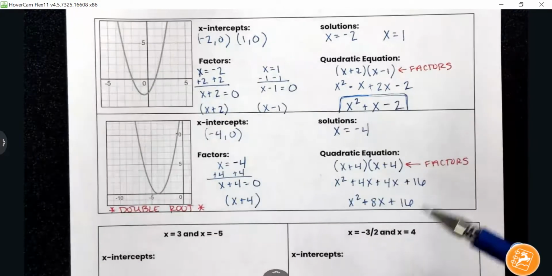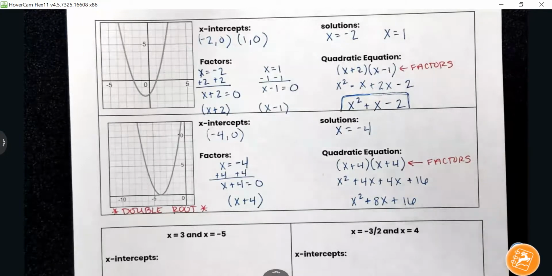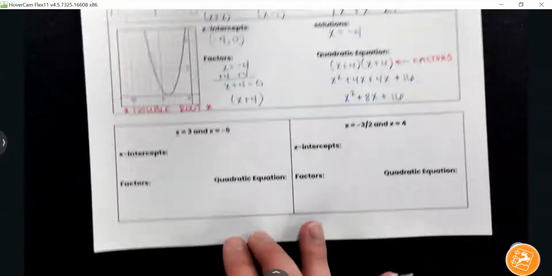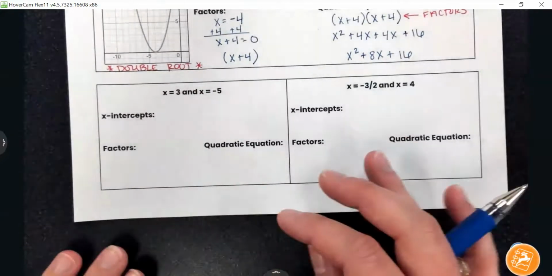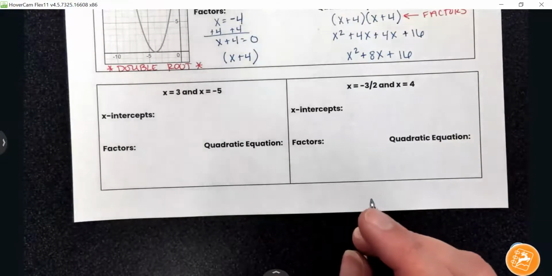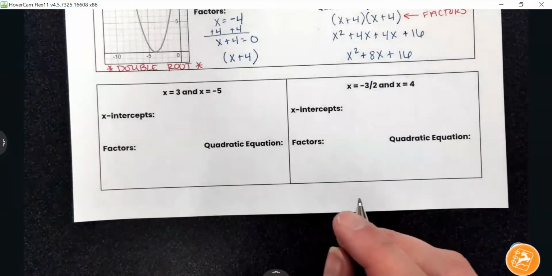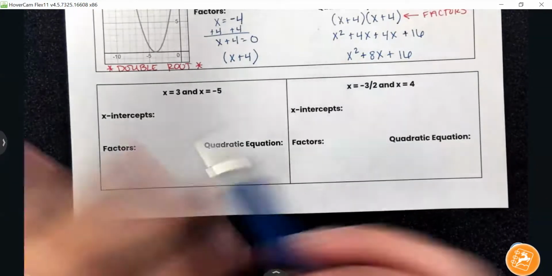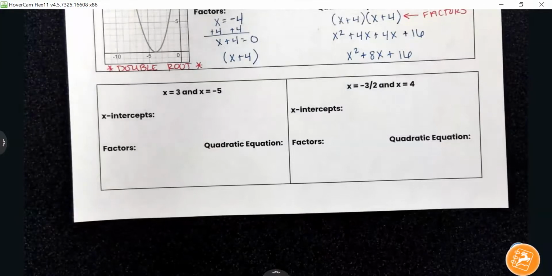Questions so far? Very repetitive steps, yes? Okay, let's go look at the next piece. What's different down here? I tell you the solutions. What's another word for solutions? Roots, what else? X-intercepts and zeros. So there's just no graph, but that doesn't make it any different.